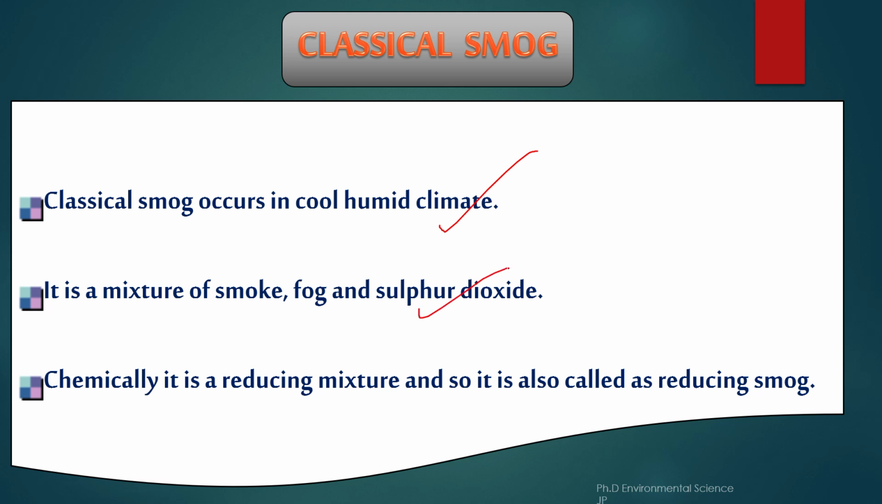Classical smog is chemically reducing in nature, meaning it can gain electrons in reactions. This property distinguishes it from other types of smog, such as photochemical smog, which is oxidizing in nature. The sulfur dioxide in the smog can react with other compounds in the atmosphere, leading to the formation of sulfuric acid and other sulfur compounds.